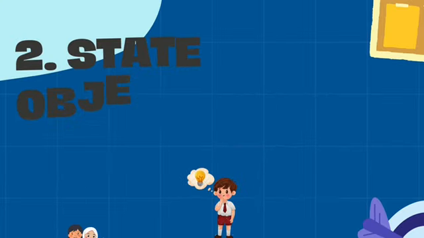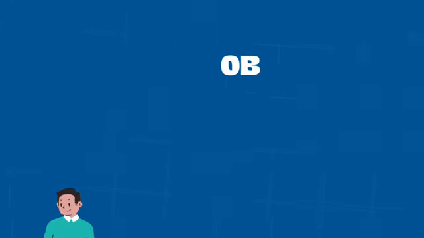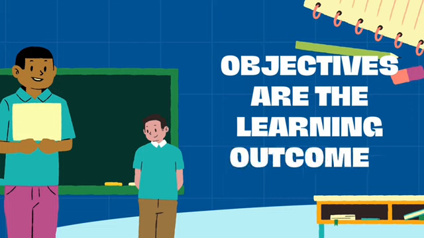Now, the second part is to state objectives. Objectives are statements describing what the learners will do as a result of the instruction. Objectives are the learning outcomes. They are the desired learner outcomes, what students will learn from the lesson.